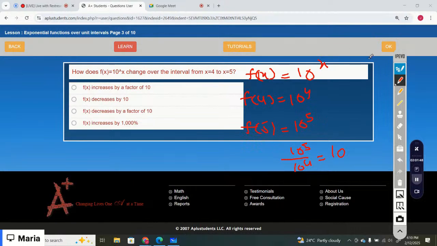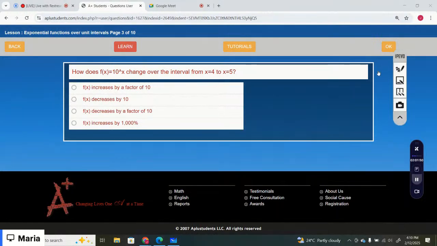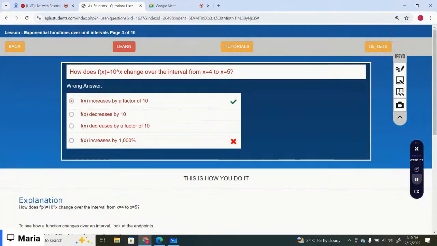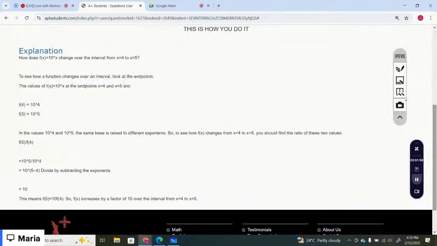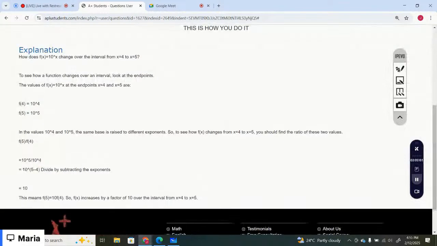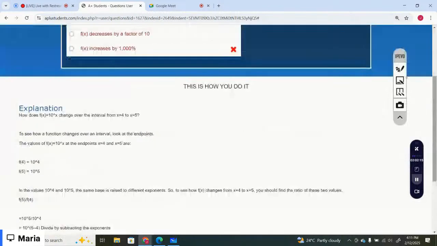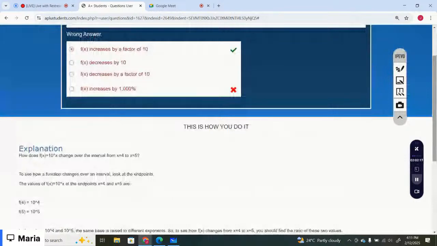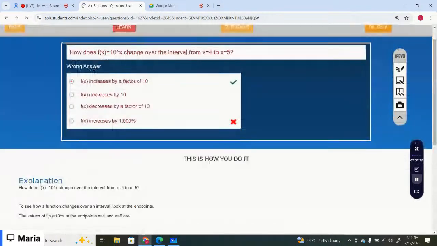The correct option is f(x) is increased by 1000%. Oh, that is just 10. f(x) increases by a factor of 10.